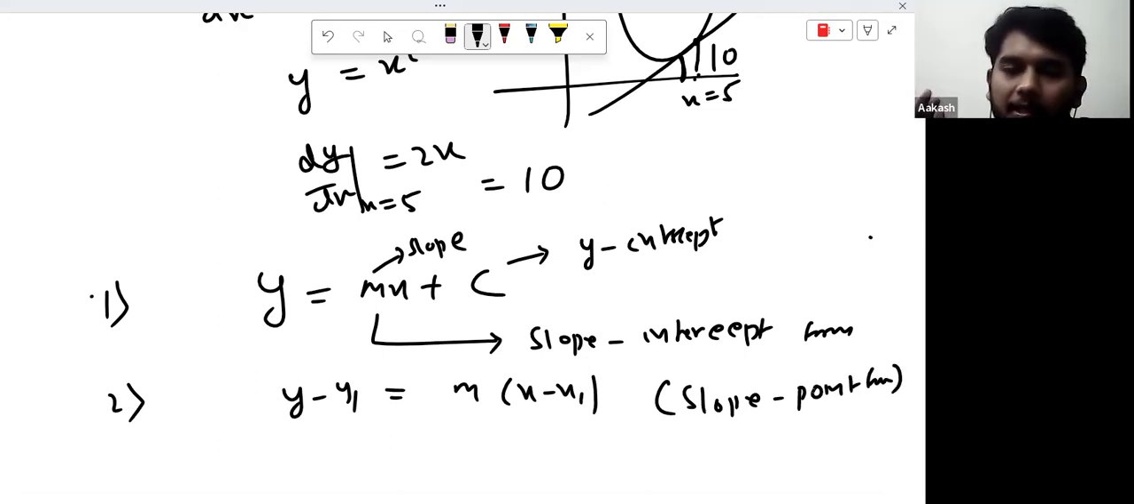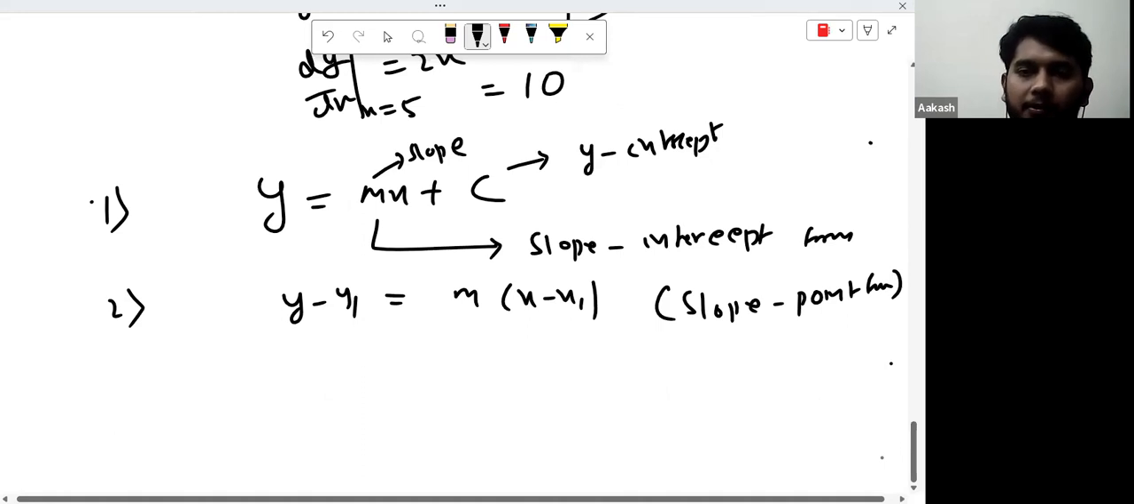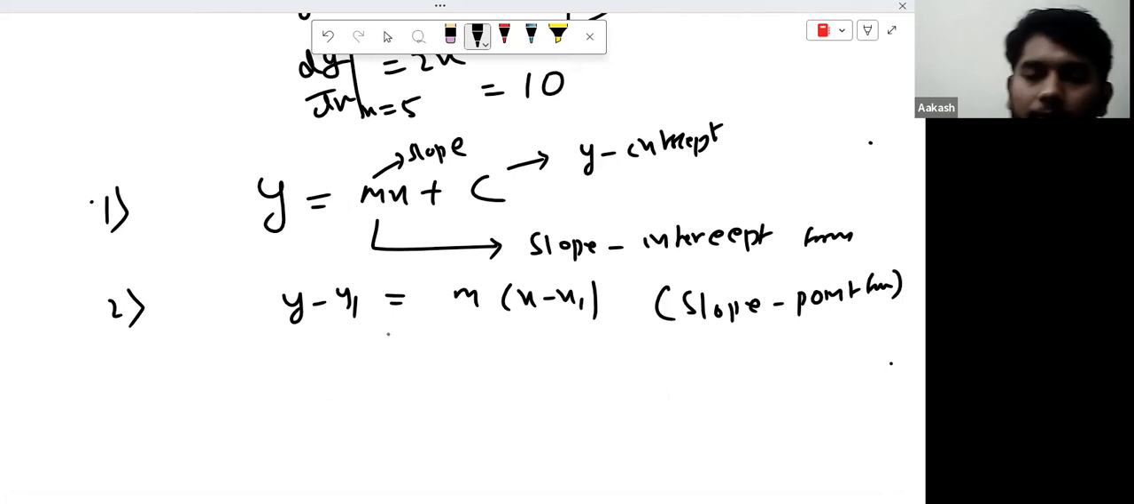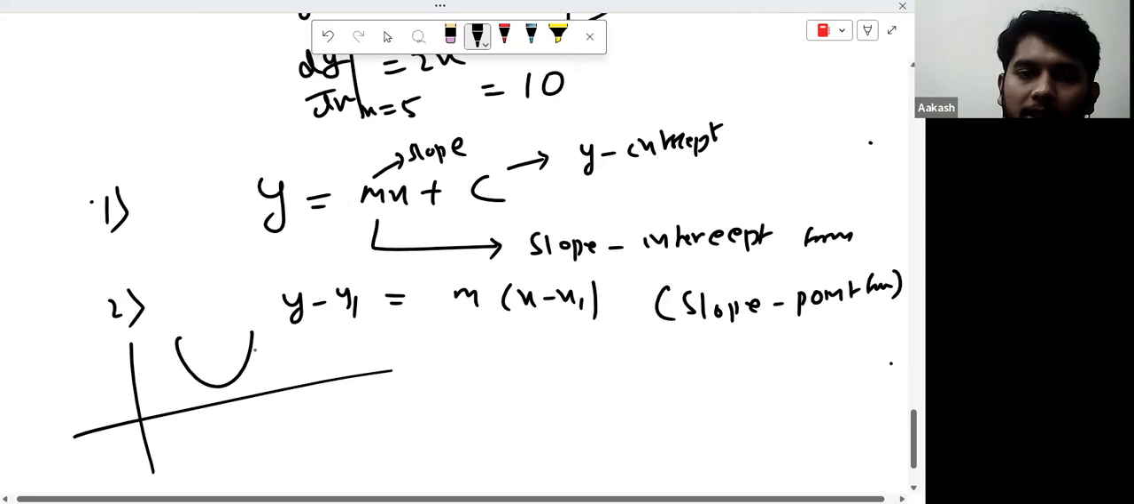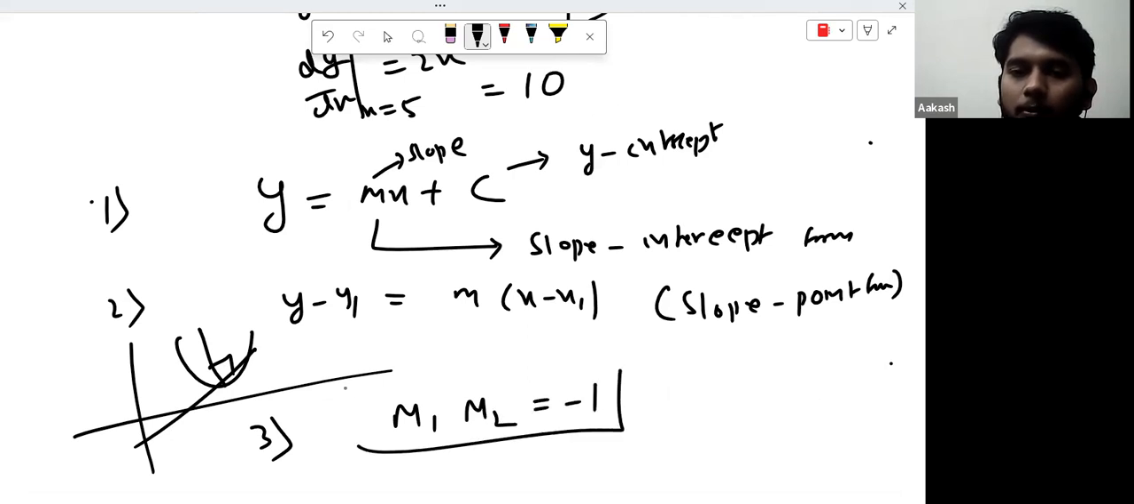To find any line, you always need two pieces of data. Either a slope and a point, or two points, or anything like that. You need two things. So these two formats are generally used to find tangents and normals. Tangent means the line that touches the curve and goes out, and normal means which is perpendicular to tangent. And remember one more thing, that if two lines are perpendicular, then the multiplication of their slopes is -1.